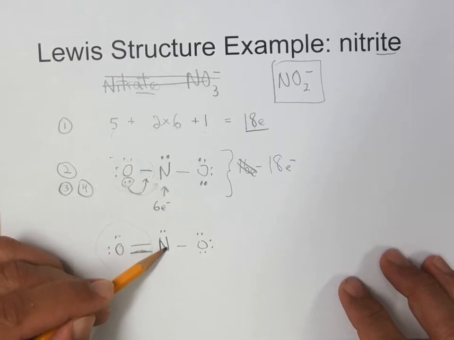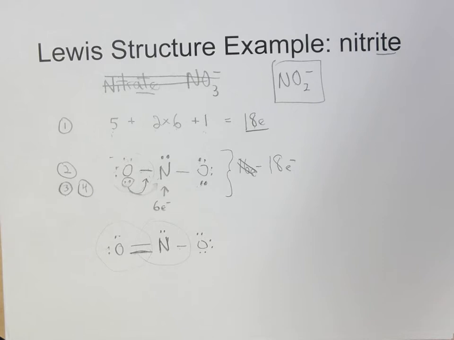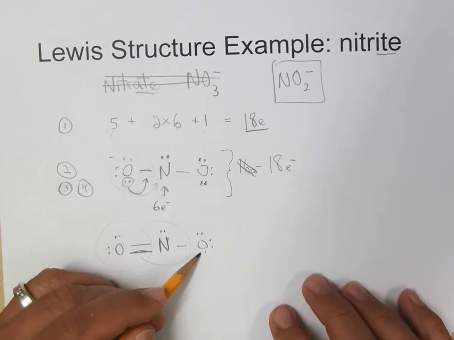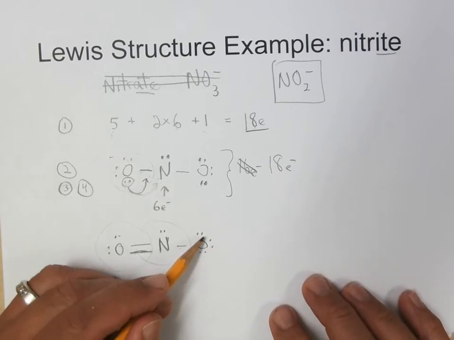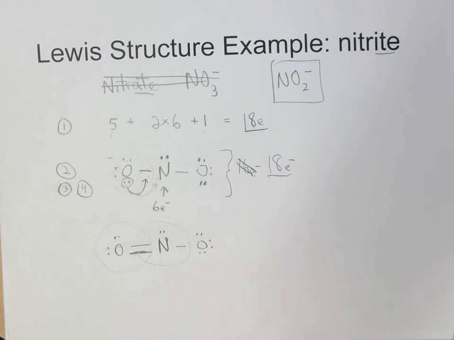This nitrogen now has 2, 4, 6, 8 electrons in its environment. So excellent octet rule. This oxygen has 2, 4, 6, 8 electrons in its environment. So super good now. We were obeying the octet rule for each element. We've got the proper number of electrons at 18, and we're obeying the octet rule.